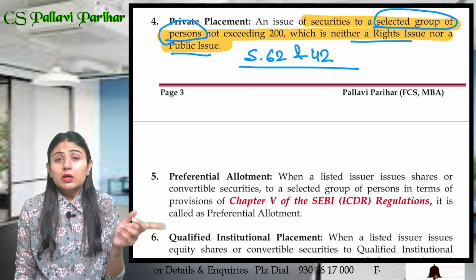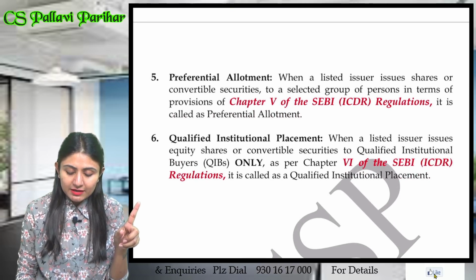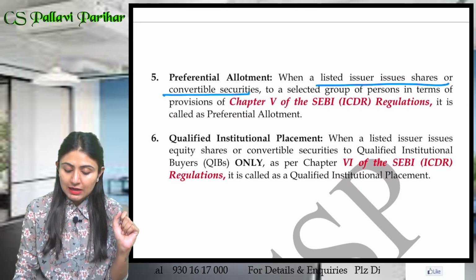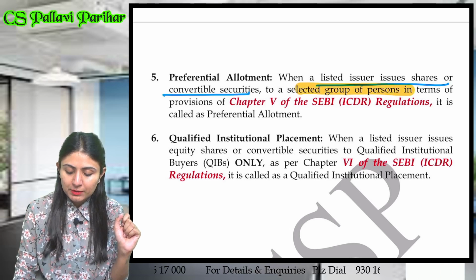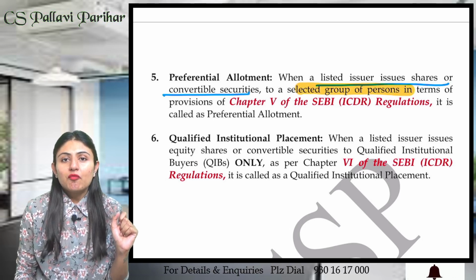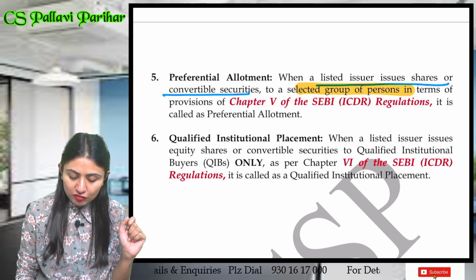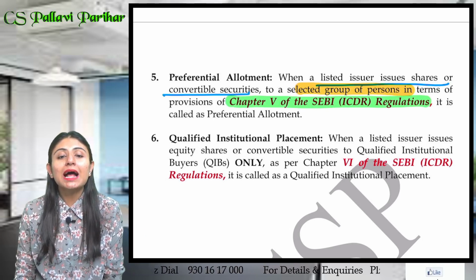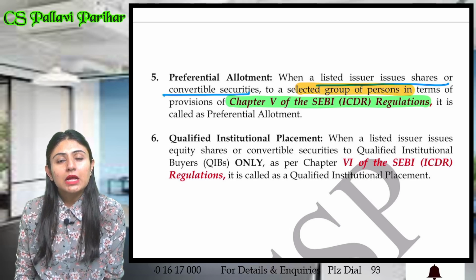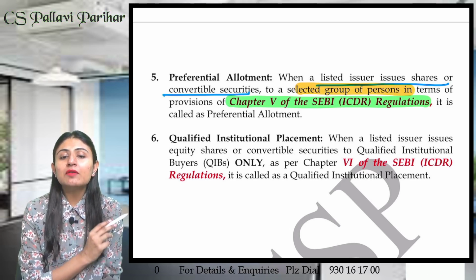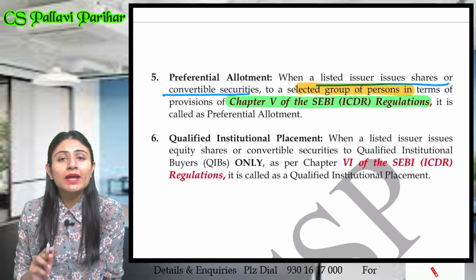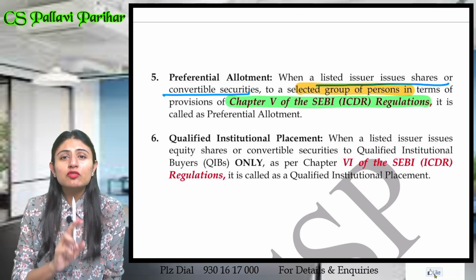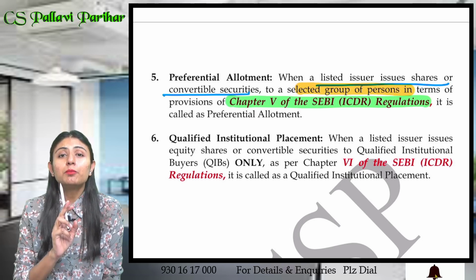In the same manner, when I target selected people only for the purpose of issuing shares or convertible securities, but then I need to comply with certain additional guidelines given in Chapter 5 of the ICDR regulations, my issue is termed a preferential allotment. When the additional conditions under Chapter 5 of the ICDR regulations are complied with, and the issue is not meant for the general public, nor for the existing shareholders, but only for a selected group of persons, I call it a preferential allotment.